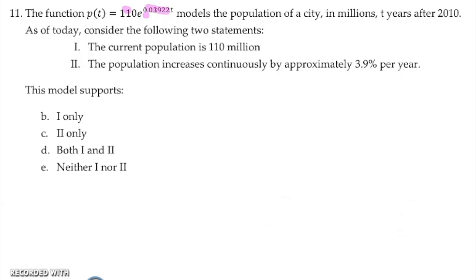So let's see what these ask us. The current population is 110. That is not true. That's the initial population. So that is not right, so it can't be B or D here. Now then it says the population increases continuously. I know that's right because of the E, by approximately 3.9%. That's what this is saying, right? 0.03922. So C would be correct here.